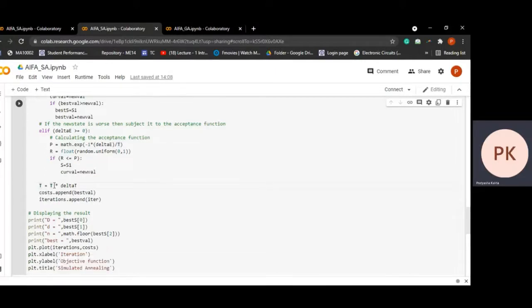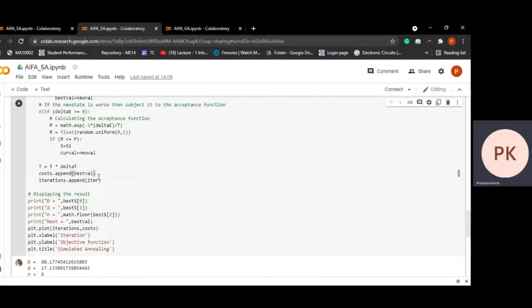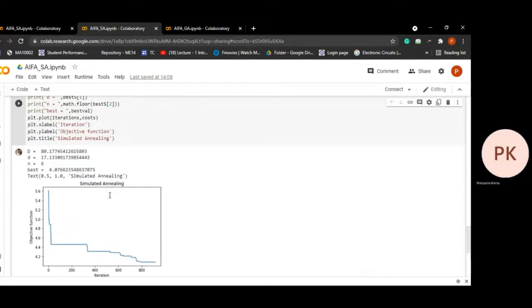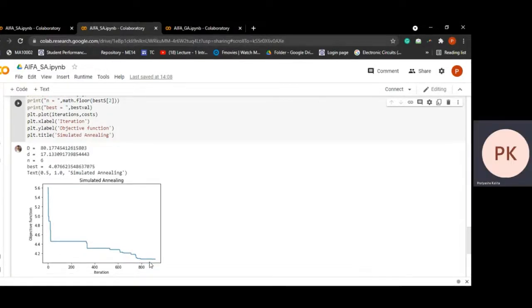And here, after each iteration we will update t, that is we multiply t by delta T, which is 0.99 in our case. We will append the best costs up till now, and we will append the number of iterations. We will plot the graph, and here as we see, at the beginning of our iterations we have a high value, around 5.6, and it gets reduced to 4.076 after a number of iterations.